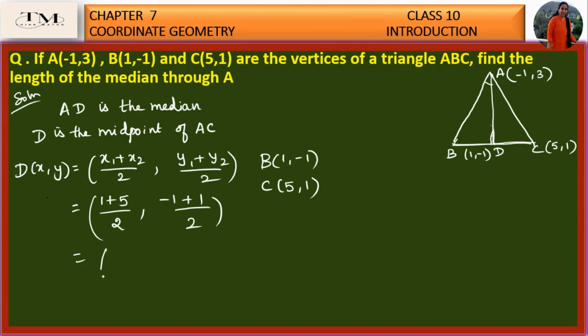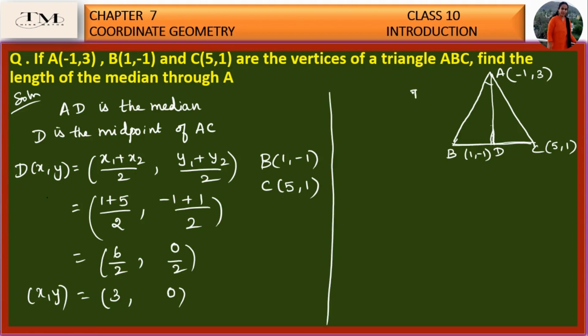So 1 plus 5 is 6. 6 by 2, minus 1 plus 1 is 0. So 0 by 2. So 6 by 2 is 3. 0 by 2 is 0. So x comma y is 3 comma 0. So the point D is at 3 comma 0. So we got D. So D is at 3 comma 0. A is at minus 1 comma 3.